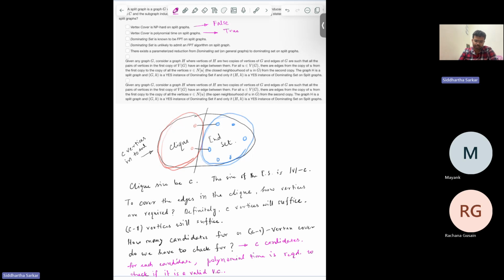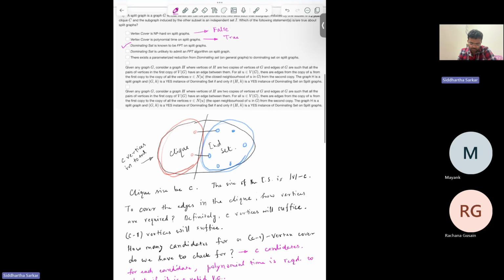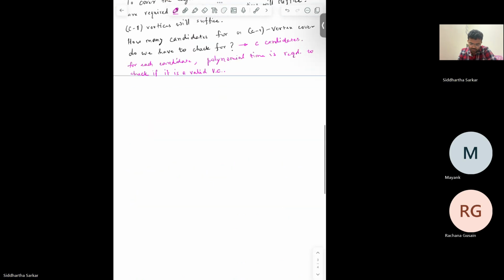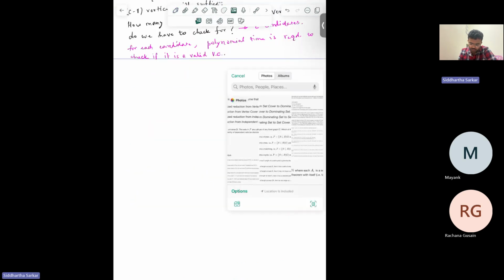Okay, so let's focus on the next statement. Dominating set is known to be fixed parameter tractable on split graphs. Whether this statement is true or false. Let me go to the next page and copy this diagram once again.